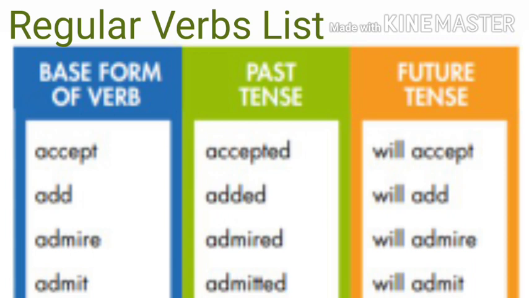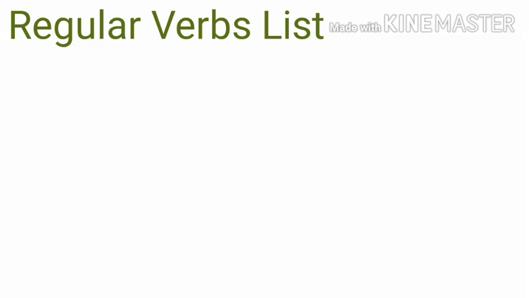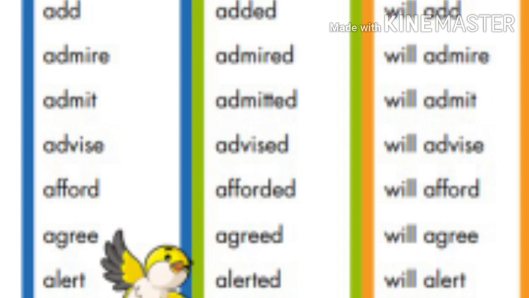Now, let's look at the other examples in the table. The next word is add. Add in the past tense is added and in future tense is will add. The next word is admire. Admire in the past tense is admired and in simple future tense is will admire. All other regular verbs given in the table are written in the same way. Hope you have understood it.